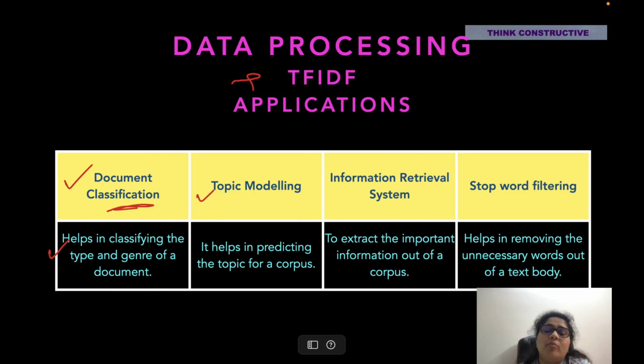Another point is topic modeling. It helps in predicting the topic for a corpus. Again, the same thing.